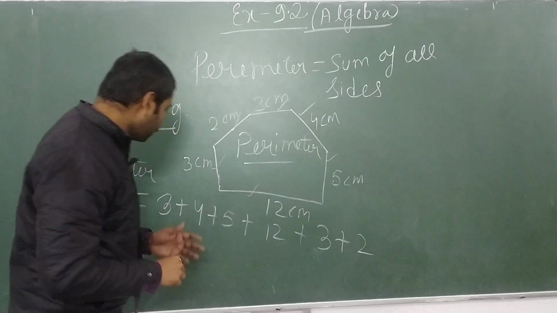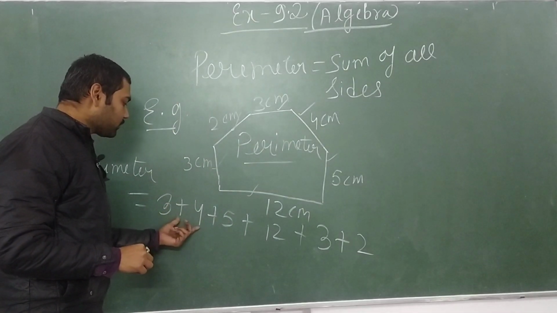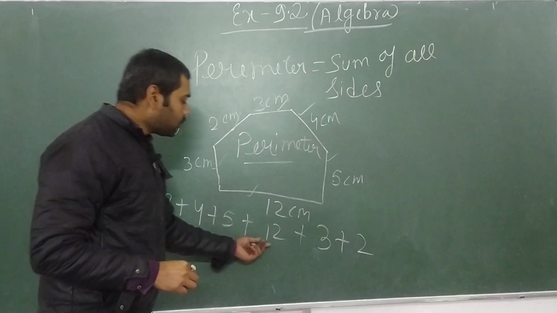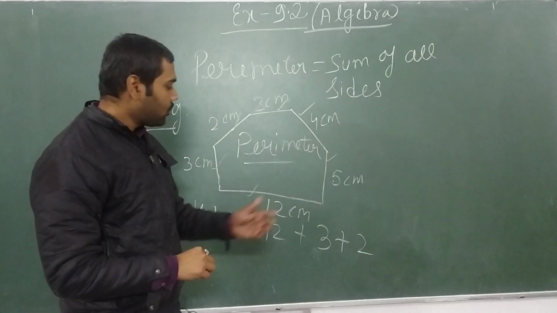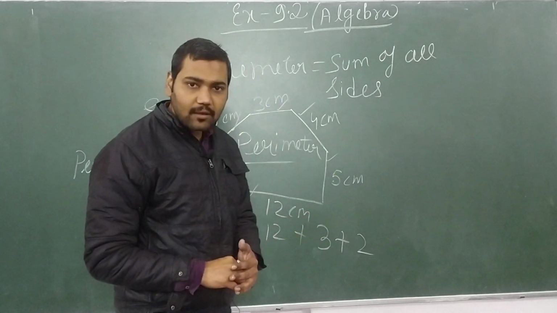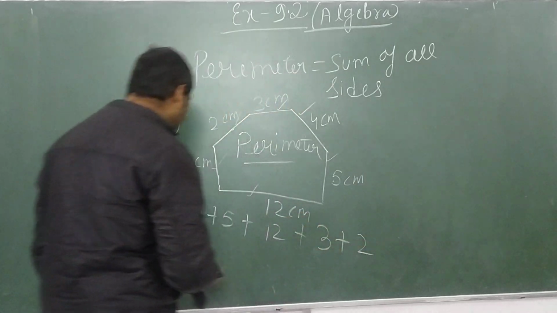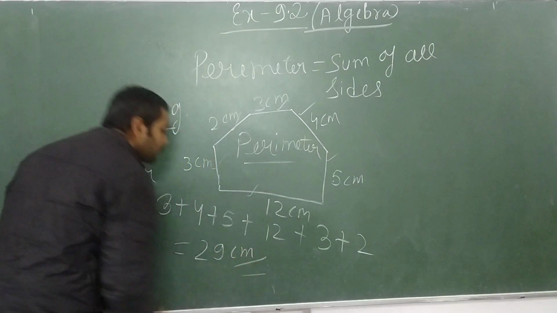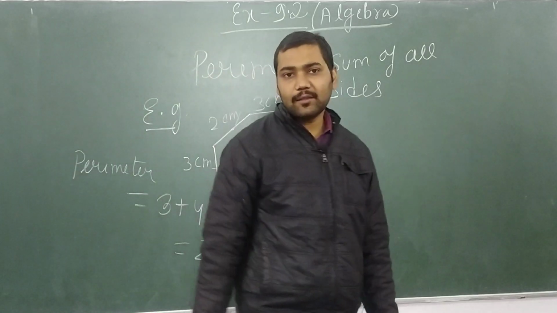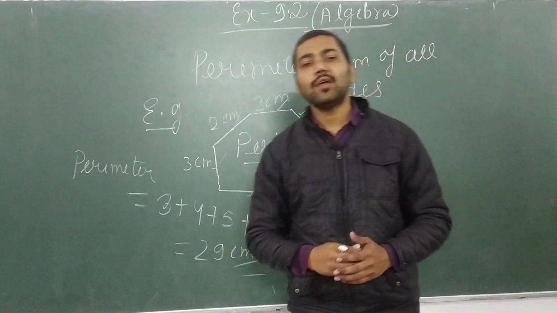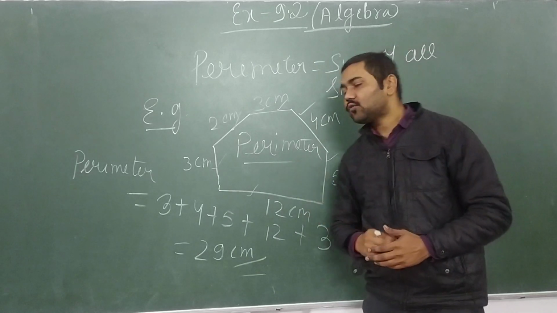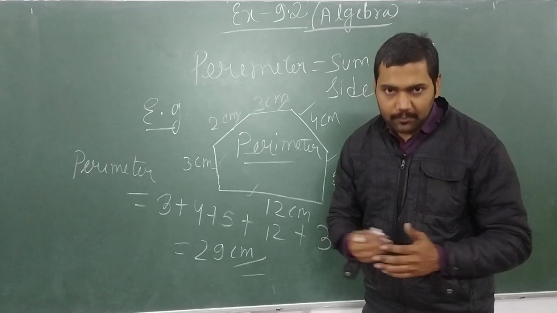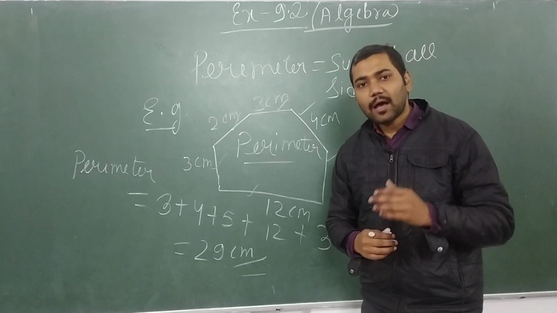Okay. Now what will we do? We will add 3 plus 4, 7. 7 plus 5, 12. 12 plus 12, 24. 24 plus 3, 27. 27 plus 2, 29. So what will it be? 29 centimeter. Okay, this will be 29 centimeter. This is the way to find the perimeter.